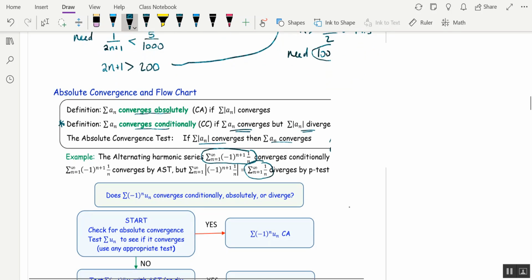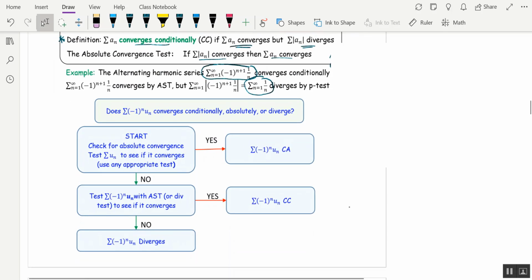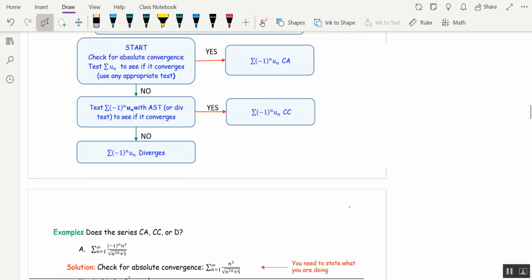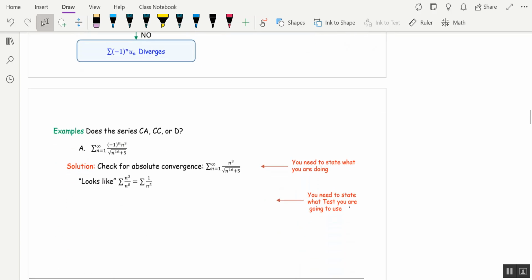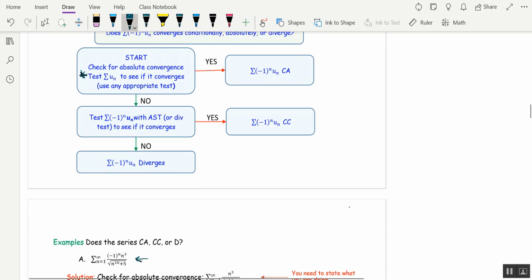Okay, here's a flow chart you can use to determine if a series converges conditionally, absolutely, or diverges. You can use this on your next test. You don't have to memorize this, but let's use this chart to do some problems. So the first one, does the series converge conditionally, absolutely, or diverge? So here's my series. The first thing you want to do in the flow chart is to check for absolute convergence. So take off the -1 to the n and see if you have absolute convergence.